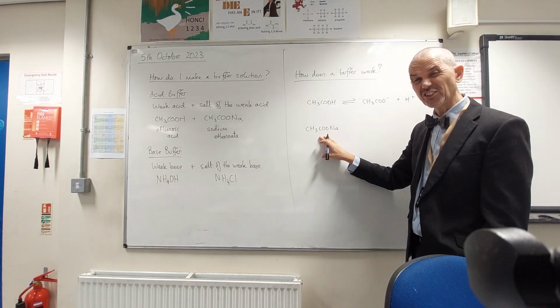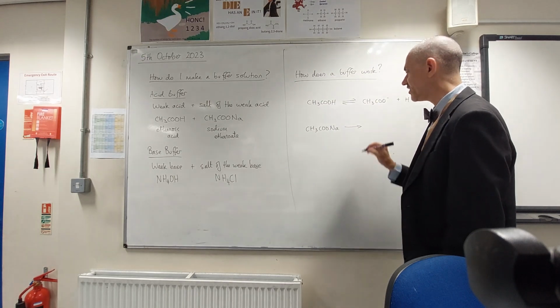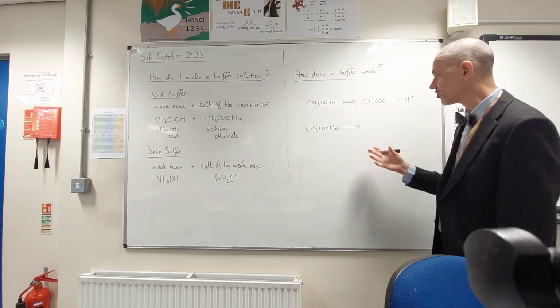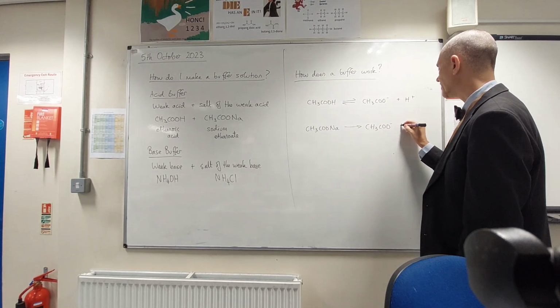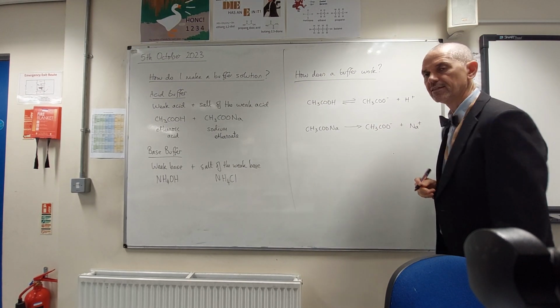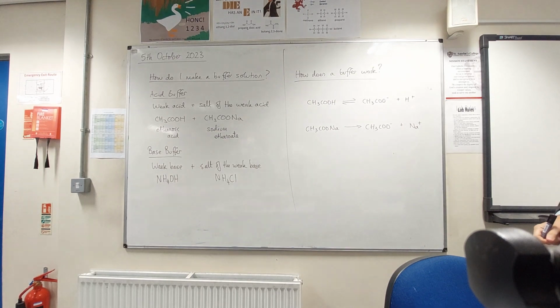Sodium ethanoate is a salt. Salts dissociate completely in water, so we use a straightforward reaction arrow. We make the ethanoate ions again and sodium plus ions.